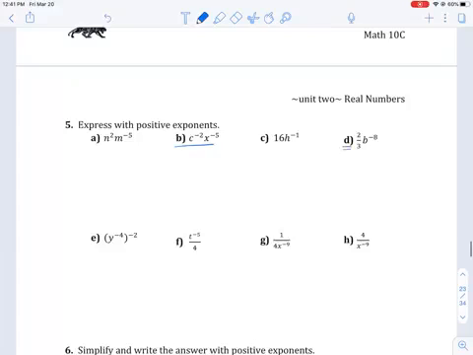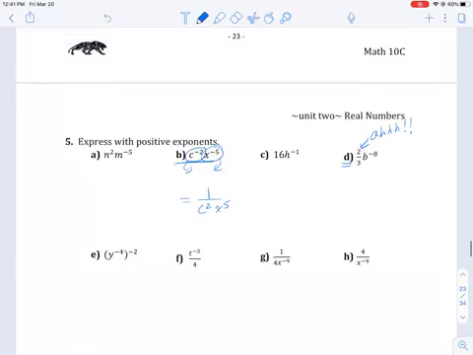Something like 5b. Let's look at 5b, and D looks frightening because there's a weird fraction in front there. Scary. So let's look at B here. Both of these parts are negative, so I would move them both down. So our answer here is going to be 1 over c squared x to the power of 5.